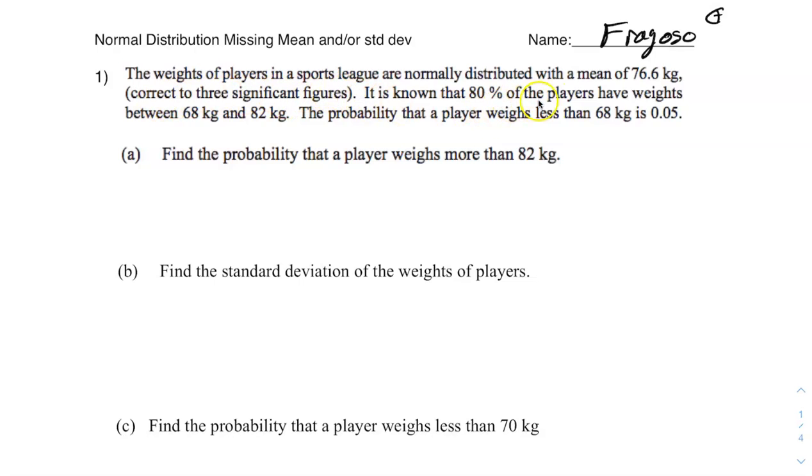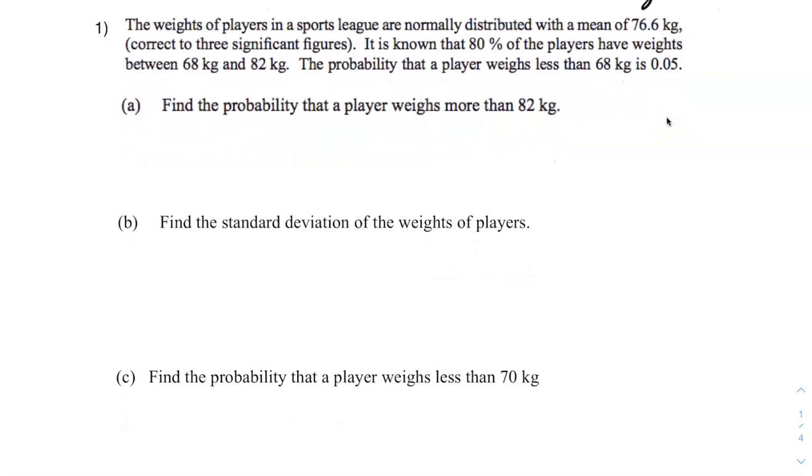It is known that 80% of players have weights between 68 kilograms and 82 kilograms. The probability that a player weighs less than 68 kilograms is 0.05. So, lots going on there. So let's start with the first one. Find the probability that a player weighs more than 82 kilograms. So let's draw this out.